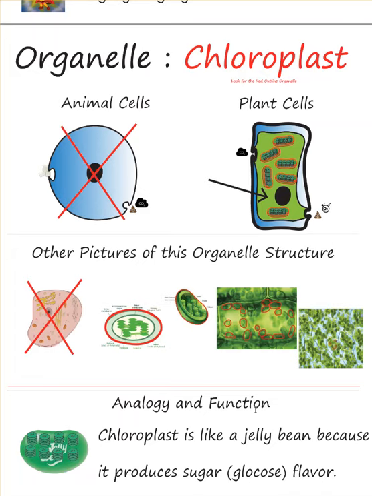An analogy and function is chloroplast is like a jelly bean because it produces a sugar flavor. So I just kind of threw that word flavor in to make this sentence make sense. But what you do need to know is that it produces glucose. We will not be using the word sugar in science very much, so get used to calling sugar glucose in the science class.